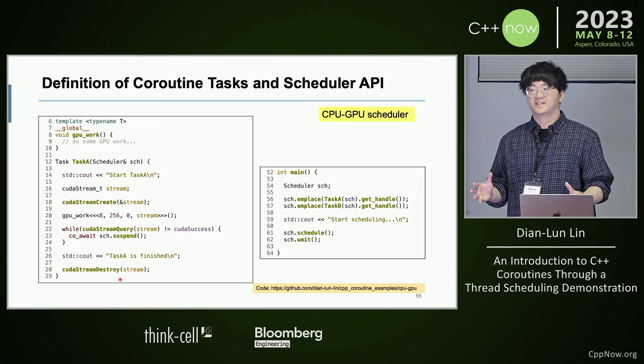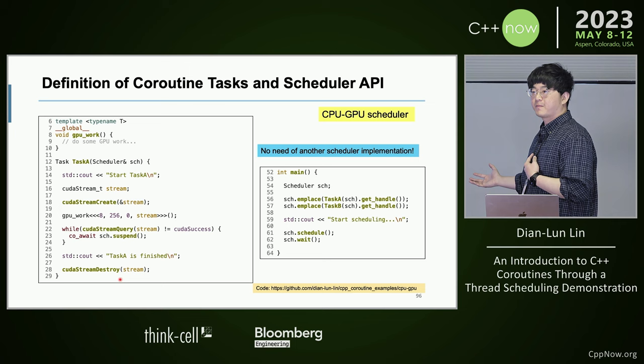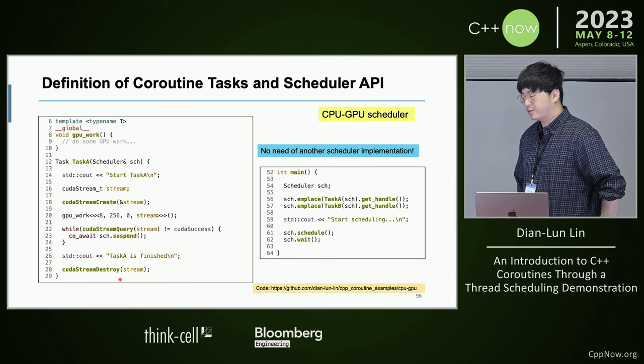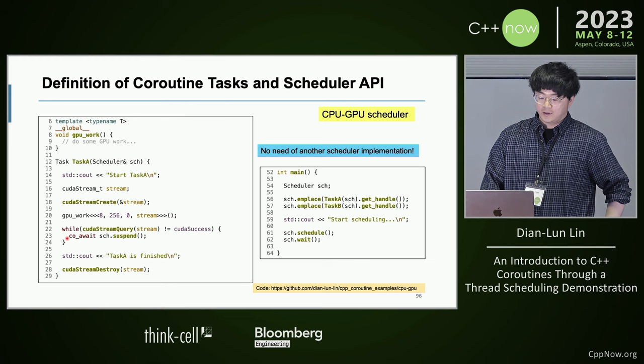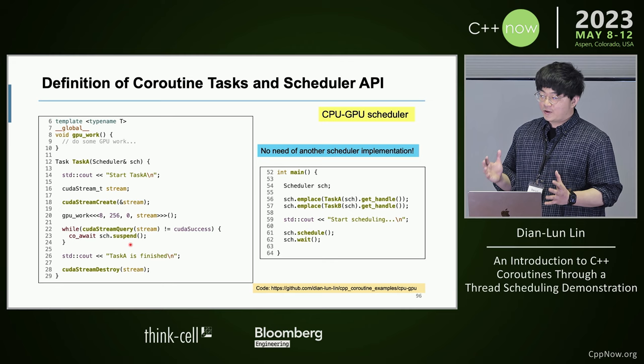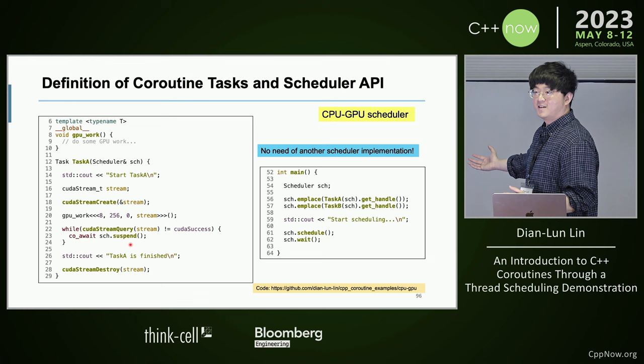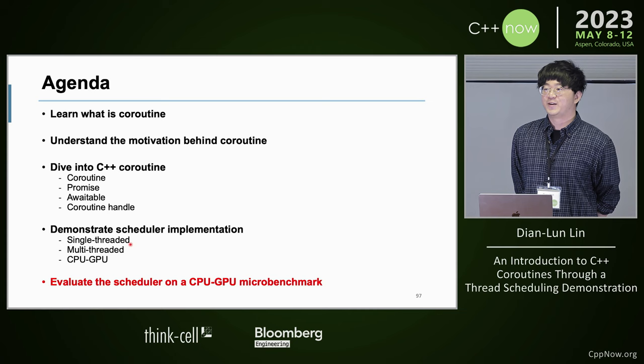How about the scheduler implementation for CPU GPU? Turns out, there's no need for another scheduler implementation. You can directly embed your multi-threaded scheduler inside this kind of CPU GPU workload. The reason is that inside this test A, I only use this while loop, and all I need to do is call wait, suspend, to suspend this coroutine, and then the scheduler resumes it again. There's no CUDA API I need inside our scheduler implementation. So you can directly embed your multi-threaded scheduler for this workload. Congrats. Right now you know how to implement a scheduler.